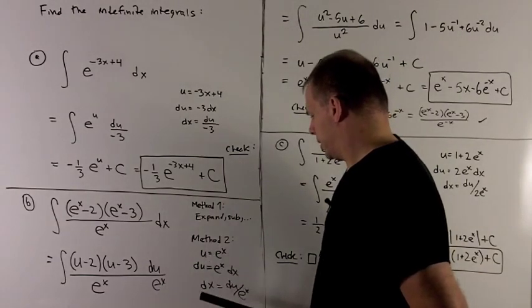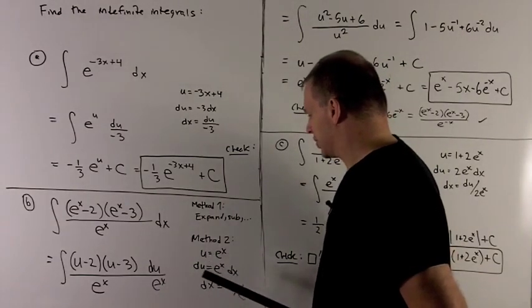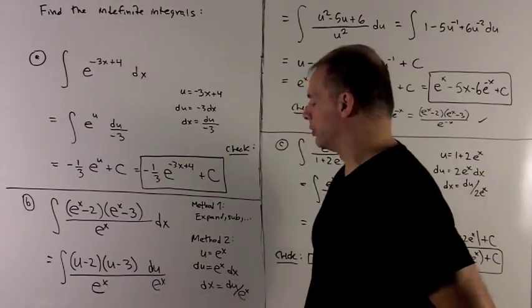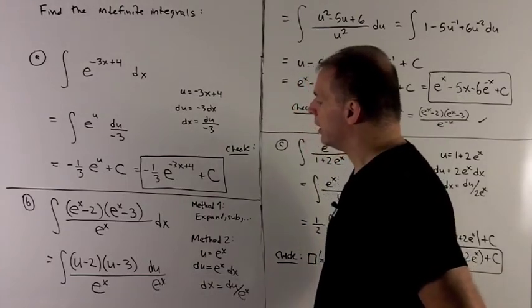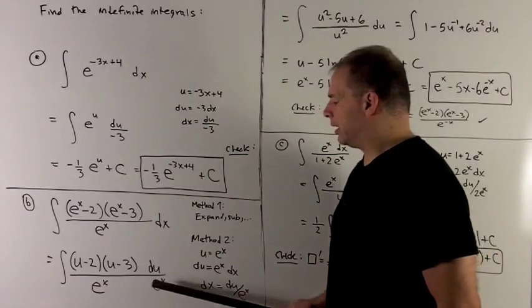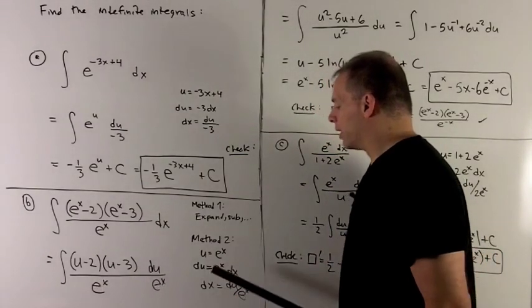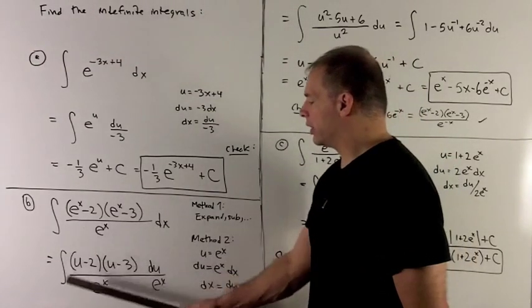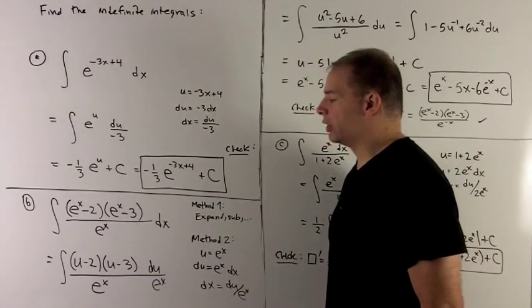Our dx is going to become du over e to the x, and I have my other e to the x, which I probably should have called u at this point, but that's fine. And we notice we have 2 e to the x's in the bottom, but we can get rid of them with our substitution u equal to e to the x. So this thing goes entirely in terms of u.